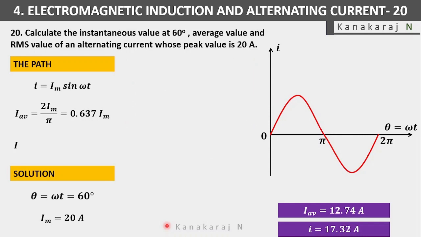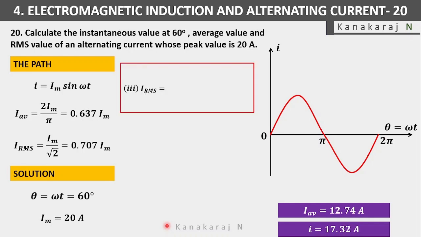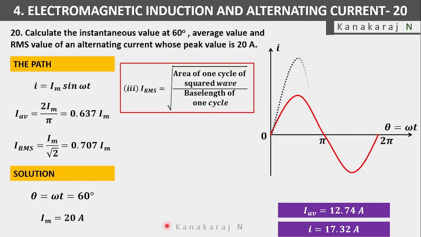Let us go for the third part. The RMS value of alternating current equals Im divided by root 2. Let us know how we get this formula. So I RMS equals the root of the area of one cycle of squared wave divided by the base length of one cycle.